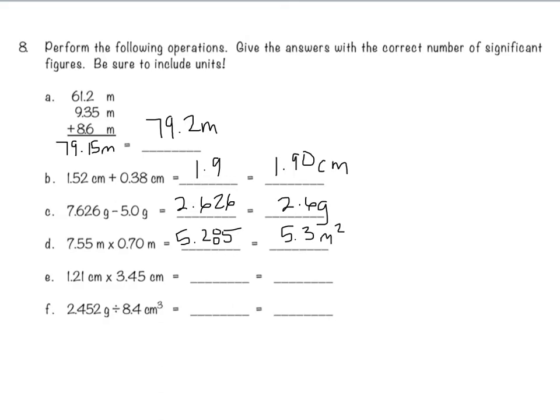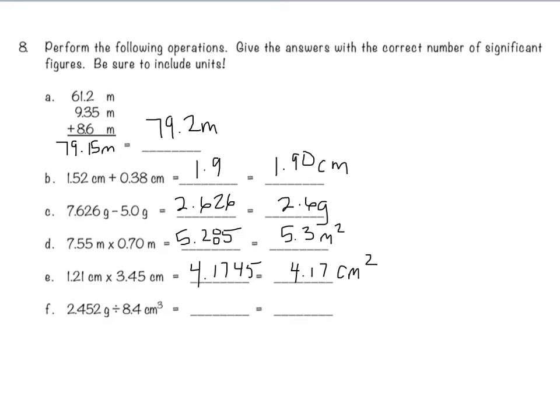In letter E, same thing, you multiply these 2 digits together. Your calculator is going to report 4.1745. Okay, and notice that they both have 3 significant figures, so you must round your answer to 3. 4.17, the unit centimeters squared.